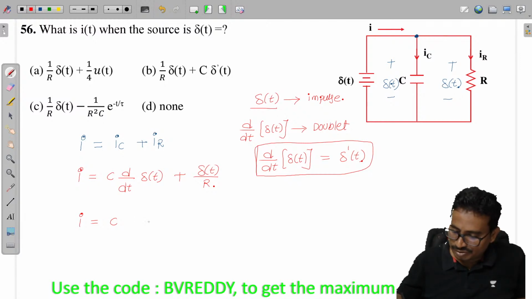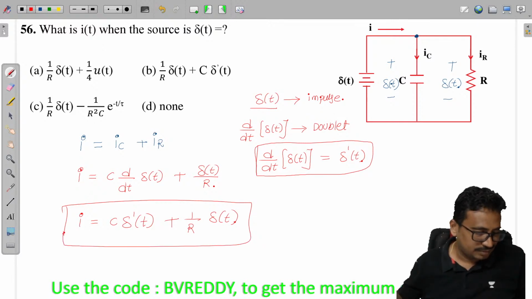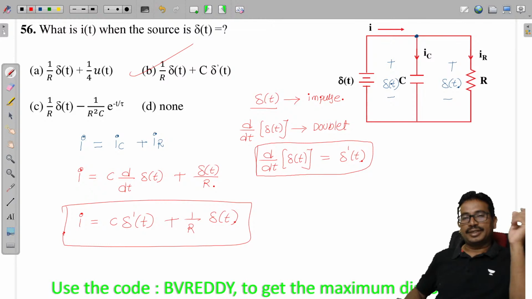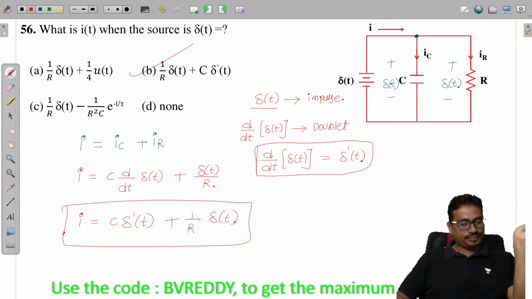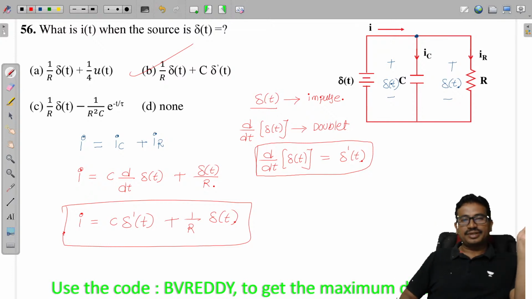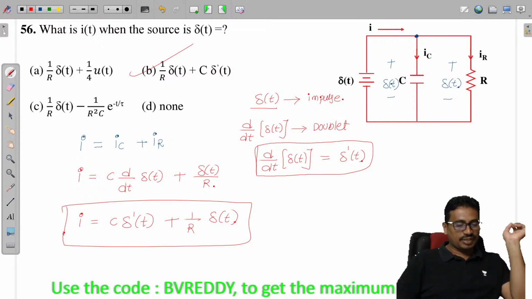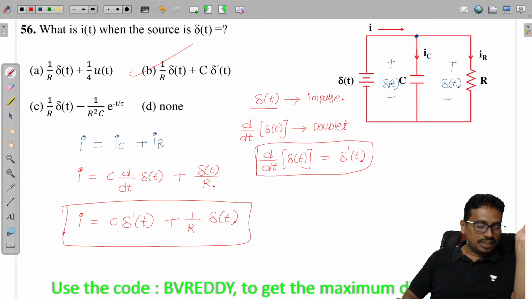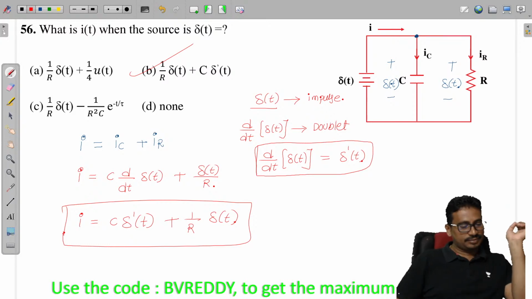So the derivative is equal to the doublet signal del dash of t plus 1 by R into del of t. So this is the expression. What's the option, tell me? Option B. The doublet signal is defined as the derivative of the impulse signal.